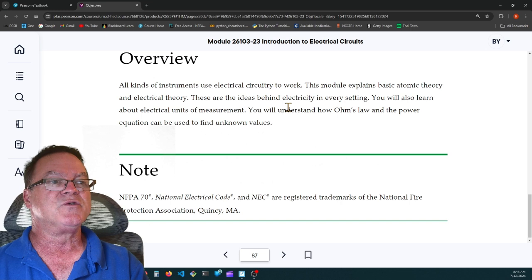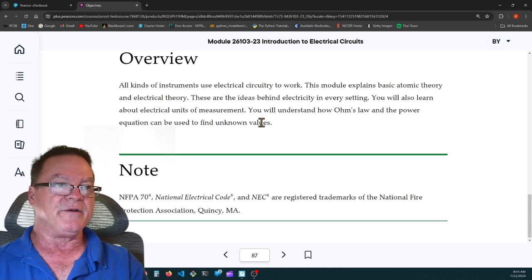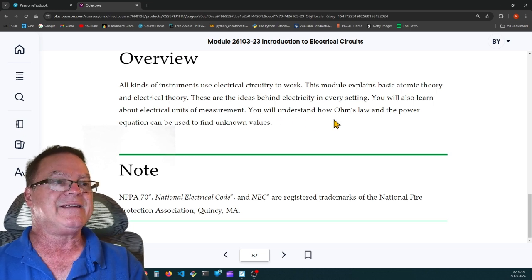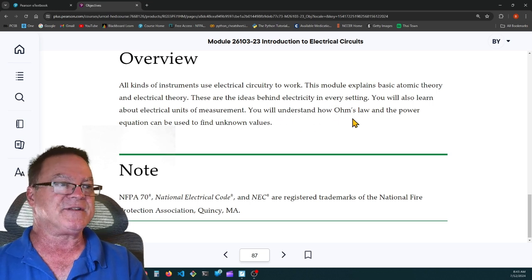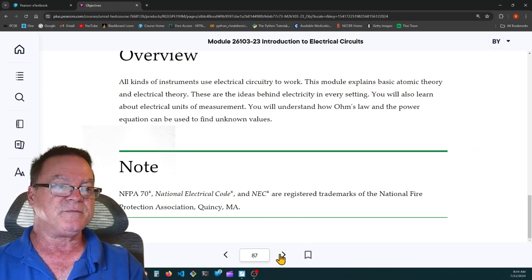It says all kinds of instruments use electrical circuitry to work. This module explains basic atomic theory and electrical theory. These are the ideas behind electricity in every setting. You'll also learn about electrical units of measurement. You'll understand how Ohm's law and the power equation can be used to find unknown values.